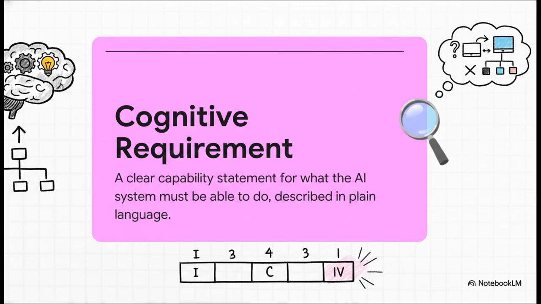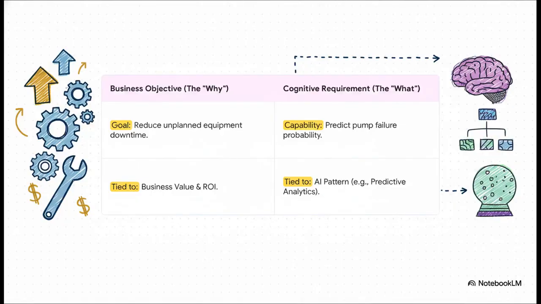And here's a critical point for the exam. We are not talking about algorithms yet. That's way down the road in phase IV. Don't fall for that.